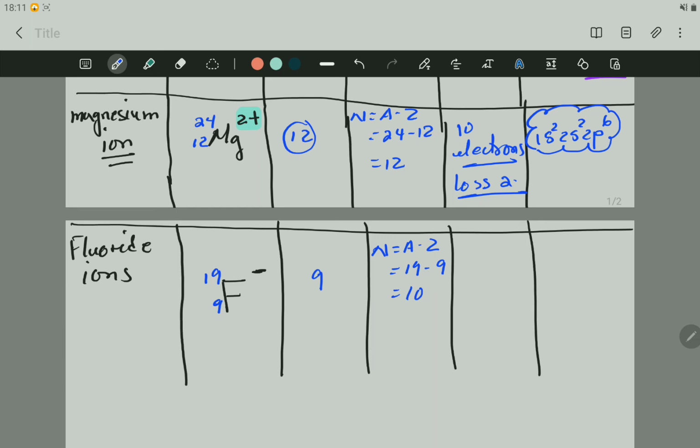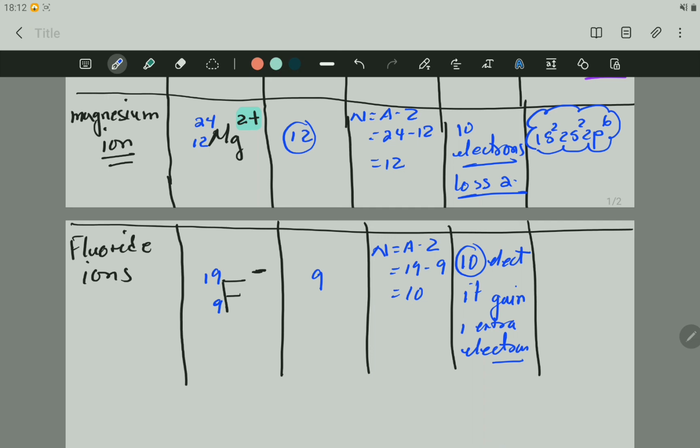neutrons. Alright, how many electrons does fluoride ion have now? Here it is the other way around. Here it had 9, but it gained an extra electron. This minus means that fluoride has one extra electron. All right, so now fluoride has 10 electrons because it gained one extra electron. So it has now 10 electrons.